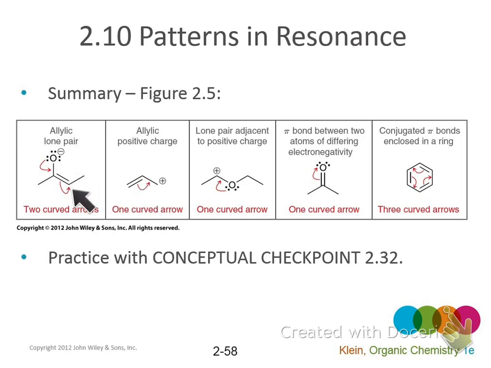Allylic lone pairs, right? Two curved arrows, electrons move towards the pi bond. Allylic positive charge, the pi bond moves towards the positive charge. Lone pair next to a positive charge, it forms a pi bond. And between differing electronegativities, we generally violate the octet rule and you get a sigma bond, you get rid of the pi bond. And then those in a circle just move in a circle.